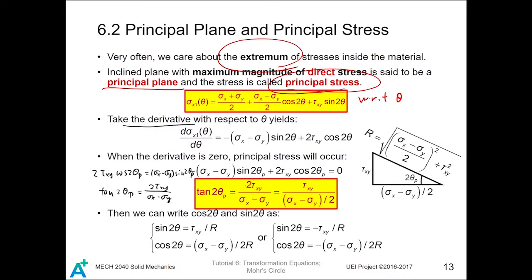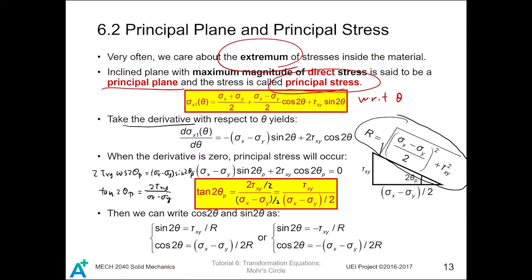However, instead of writing tangent 2 theta p in this form, we divide by 2 in both numerator and denominator for some reasons. I will tell you the reason a little bit later. So eventually you will get tangent 2 theta p equals tau xy divided by sigma x minus sigma y divided by 2. Then, since we are talking about tangent 2 theta, we can draw this right angle triangle in this way. This angle is 2 theta p. Tangent 2 theta p equals tau xy divided by 1/2 of the difference of the direct stresses, sigma x and sigma y. Then, by Pythagoras theorem, we can find R.